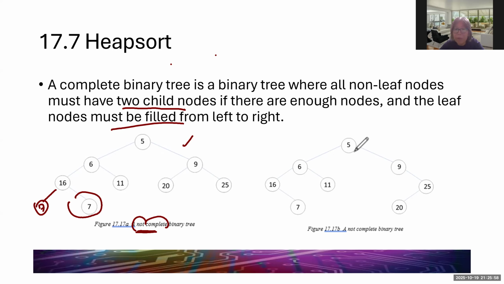Then for this next case, node 9 has extra nodes we could add here, but it doesn't do that. So node 9 just has one child instead of two, even though we have enough nodes. And in the other cases, the leaf node is not filled from left to right. That's why this is not a complete binary tree.